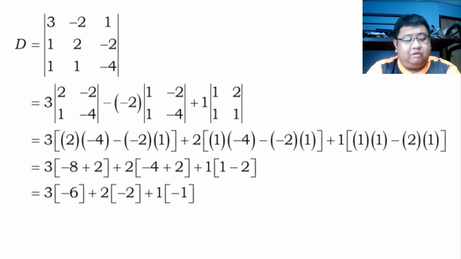Now, of course, you simplify further. Negative 8 plus 2 is negative 6. Negative 4 plus 2 is negative 2. And then 1 minus 2 is negative 1.